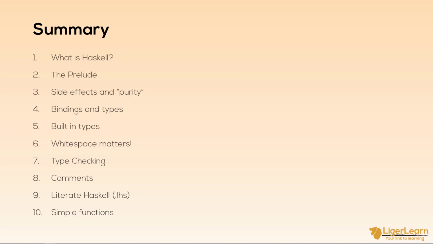Then we moved on to examples to illustrate what we mean by purity, and we also discussed how to declare variable bindings and types, as well as some of Haskell's built-in types. We made a pit stop to illustrate how whitespace is important in Haskell and how strong type checking saves us from errors at runtime. We saw the different styles of comments that we can make in our Haskell files, and we even saw an example of a literate Haskell file where comments are the default.